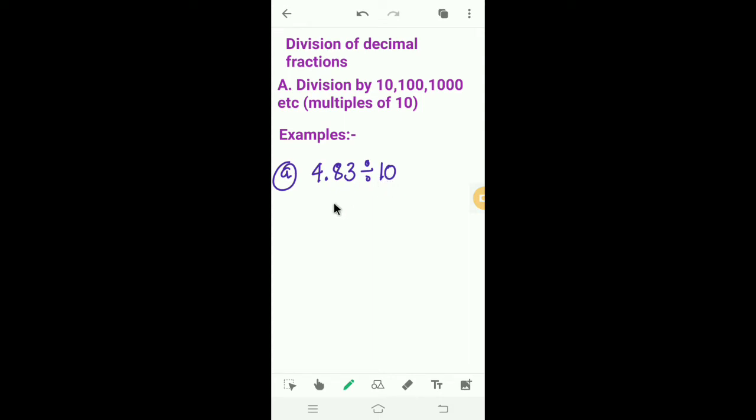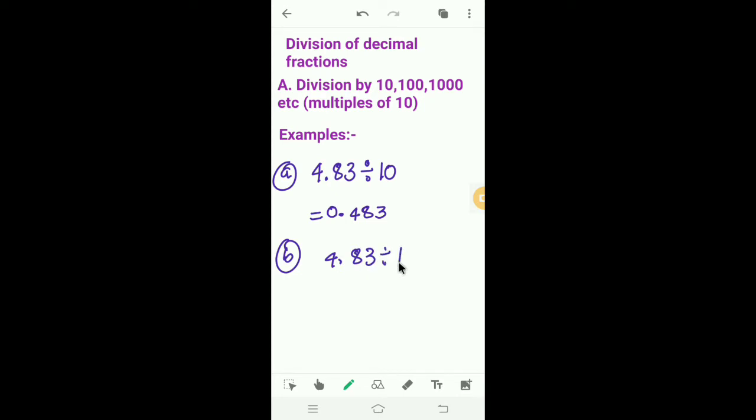So we have to move the decimal point in the dividend only one place to the left. So the answer is 0.483. Let's see second example.